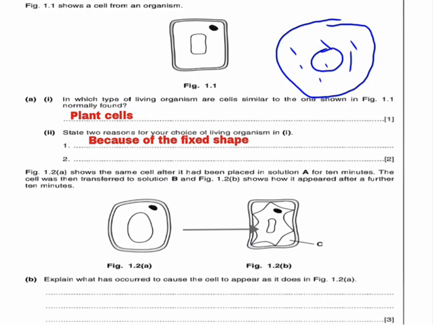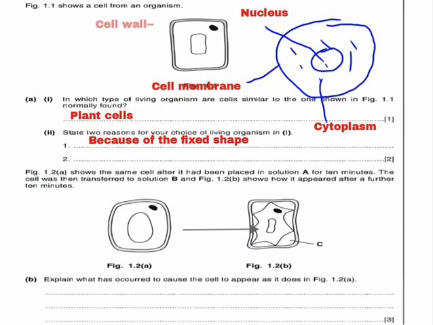Now let's try to compare. This one here is the cell membrane. This one is the nucleus. Then this part here is called the cytoplasm. Now let's come to the structure of the plant cell. The outer part is called the cell wall. Then the inner part is called the cell membrane. Now, this part here in the center is called the vacuole.